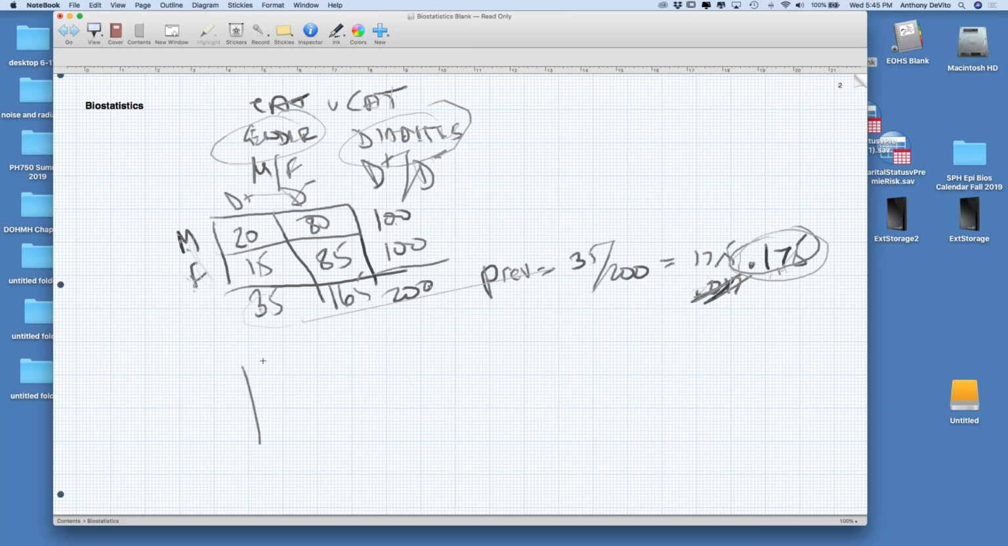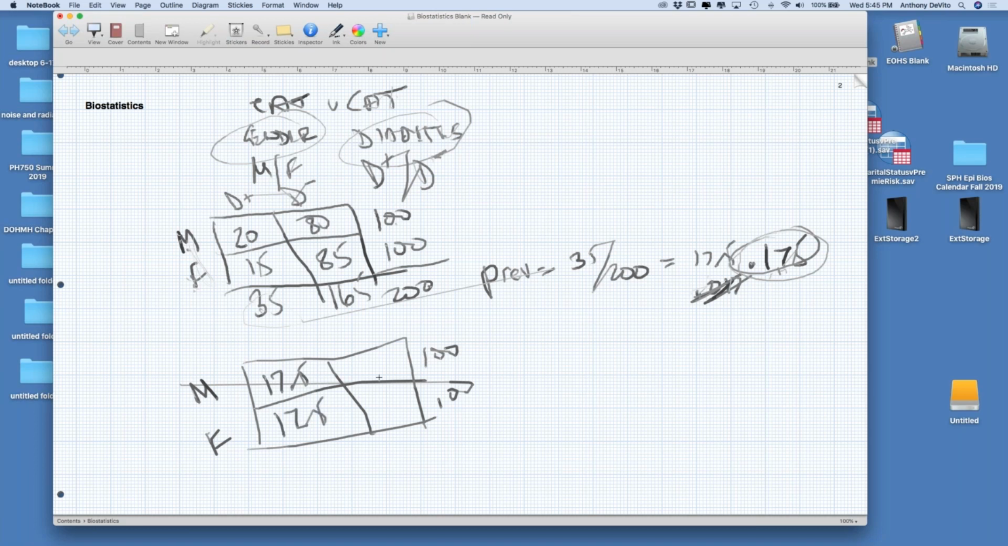So in other words, we would have expected that for 100 males and 100 females, we would expect out of 100 to get 17.5 males that have diabetes and 17.5 females that have diabetes, and 82.5 that don't in each case, right? This adds up to 35 and 165, just like before. Right? So this is what we would have expected.